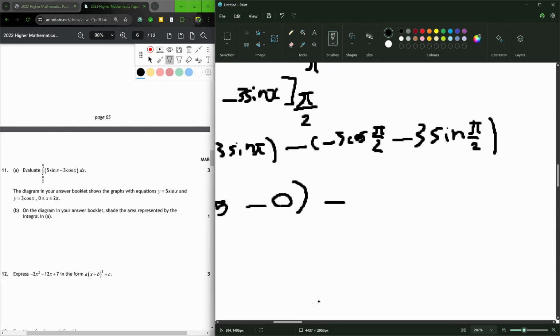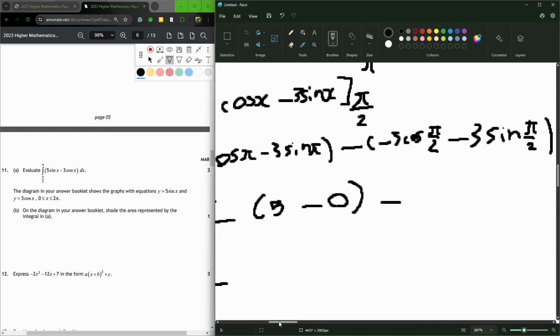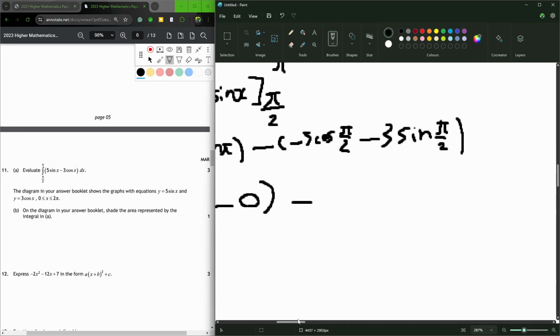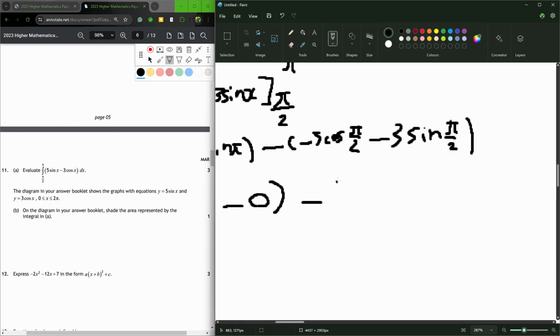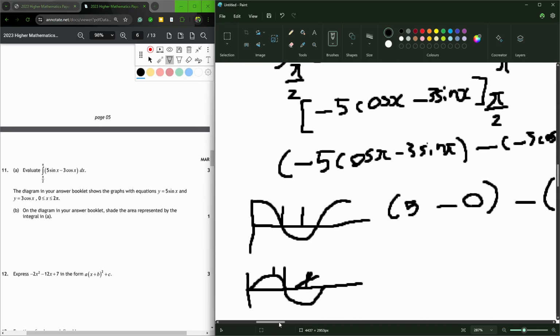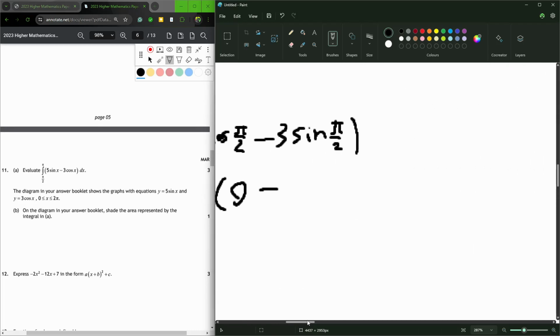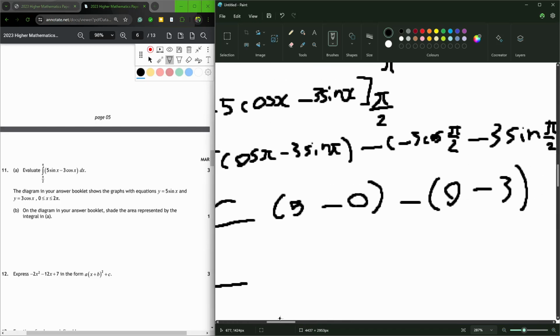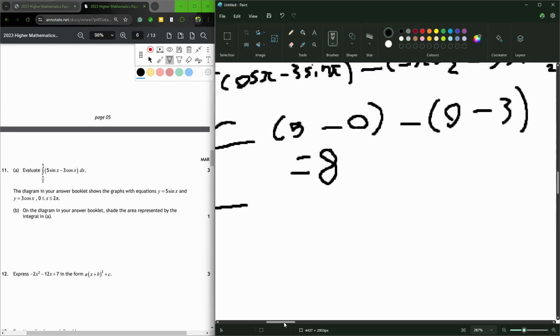And then for half pi, that half pi cos would be 0. So again we have a 0, and then minus 3 sine pi over 2, that's when sine is 1. So it's essentially 5 minus minus 3, which is 8. There we go, we've solved the integral.